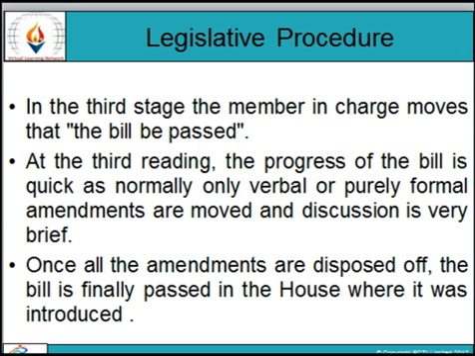In the third stage, the member in charge moves that the bill be passed. At the third reading, the progress of the bill is quick, as normally only verbal or purely formal amendments are moved and discussion is very brief. Once all the amendments are disposed of, the bill is finally passed in the House where it was introduced. Thereafter, it is transmitted to the other House for its consideration.